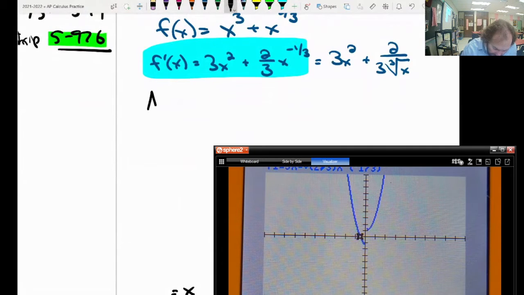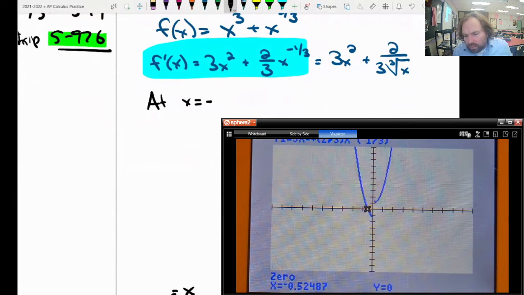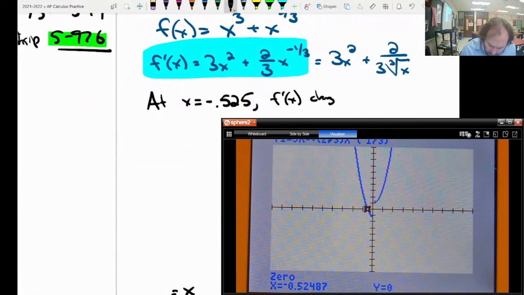I know that at x equals negative, let's see, I got to move it up just a little bit so I can see it. Negative 0.524, 525, I guess I'll round up. F prime changes from positive to negative. So there is a maximum.